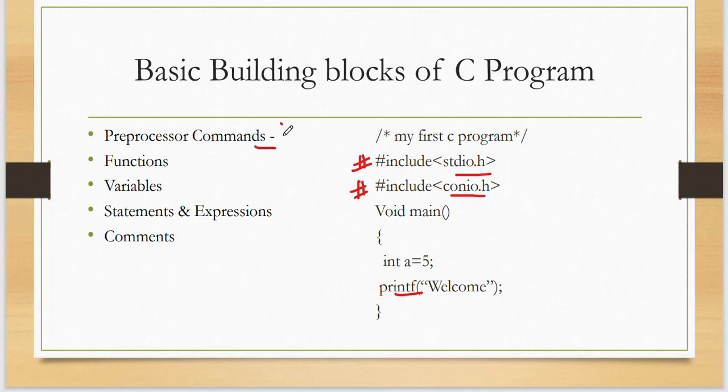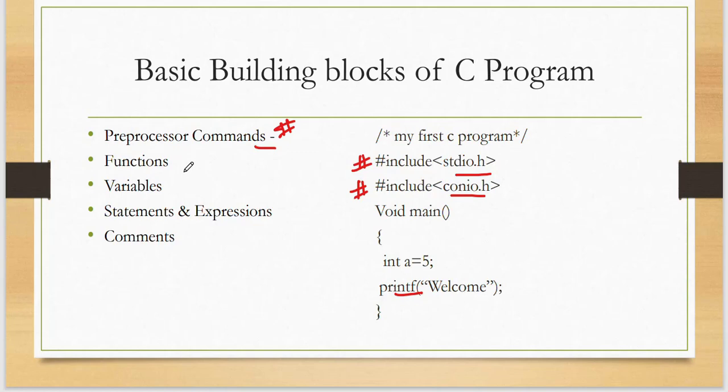So preprocessor commands start with the hash symbol. #include <stdio.h> is the standard input output header file, and conio.h is the console input output related header file. Console means monitor, for example getch or printf. The console related functions available in these header files are what I include in this program. This indicates preprocessor commands.